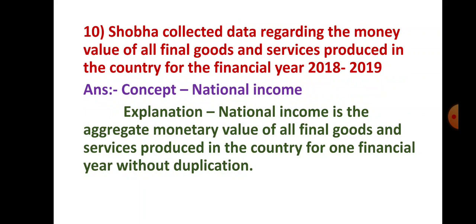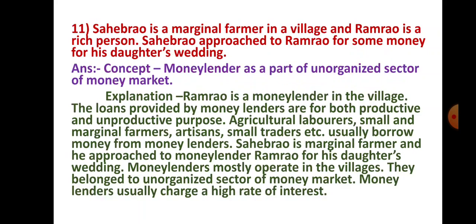So national income is the aggregate monetary value of all final goods and services produced in the country for one financial year without duplication. Without duplication means without double counting. Now let us see the next illustration.